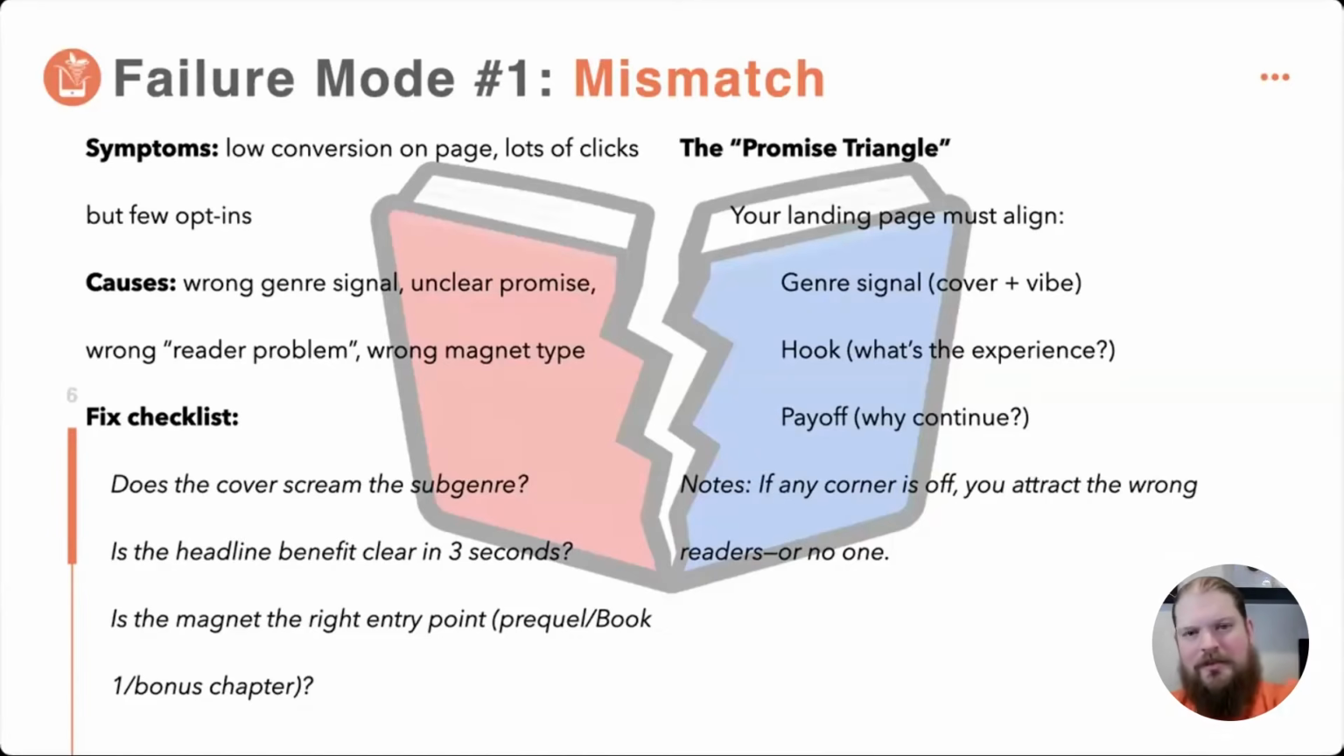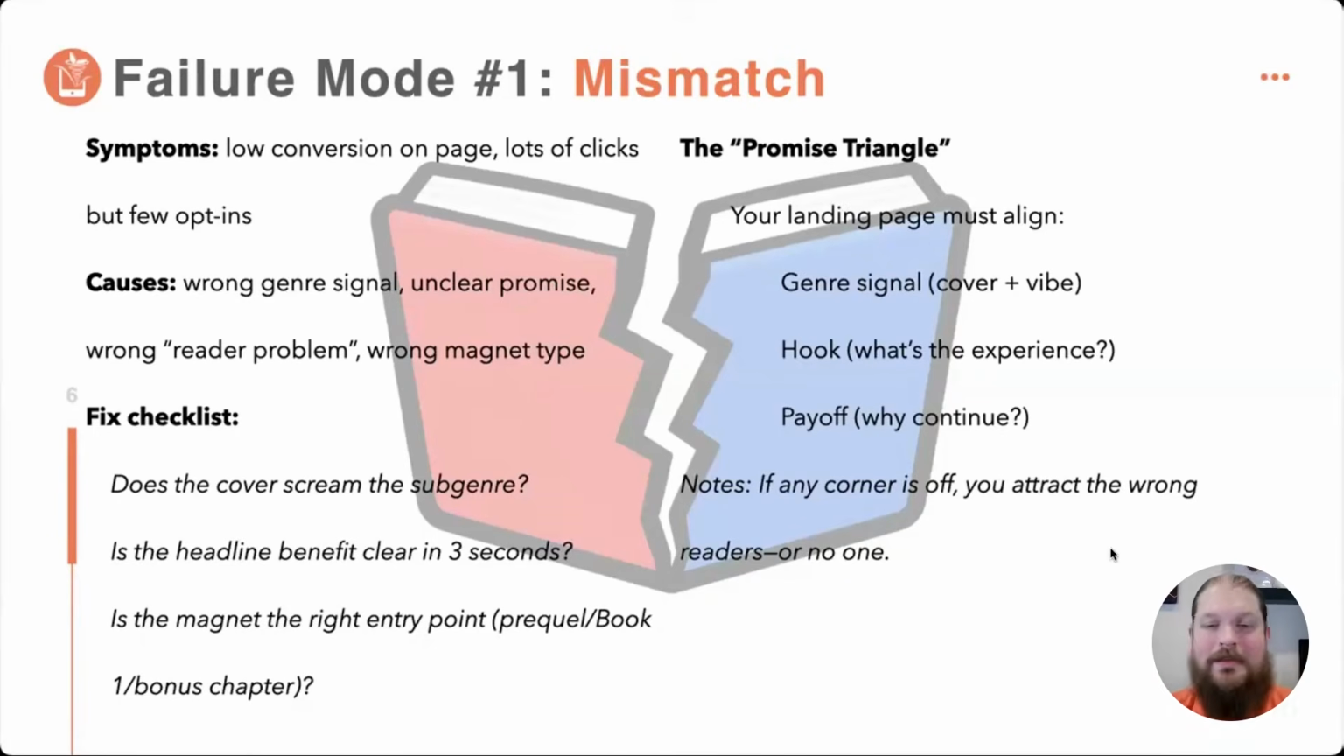Send the wrong genre signal, you're going to attract the wrong readers. Use the wrong hook. Again, maybe you're not writing romance, but you have a romantic subplot, and you make that romantic subplot the main focus of your hook or payoff, but your book isn't really a romance. That's going to cause some problems. Vice versa as well. Your book is a romance, but you make the hook or the payoff talk more about the action and the plot and less about the romance. Again, you're going to potentially be attracting the wrong type of readers.